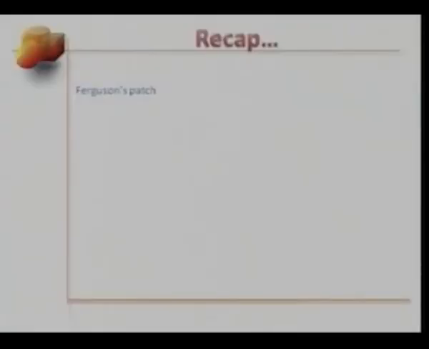Good morning. We have been discussing different models of surface patches. Just a little recap on what we did last time. We studied Ferguson's patch in quite some detail.